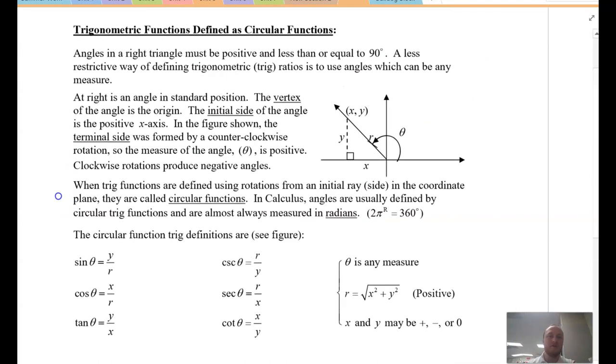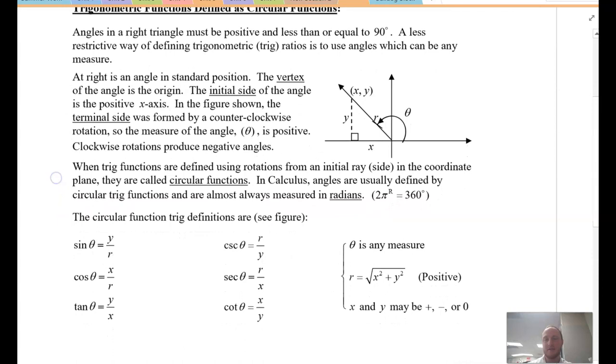All right, let's go ahead and talk about trig functions defined as circular functions. And I just want to cover some foundational vocabulary with you. Remember that if an angle is in standard position, the initial side is the side along the positive x-axis, and the terminal side, which I'll put in red, is the side where the angle ends. So this is theta, and this is a positive angle. If I was going negative, it would go the opposite direction, or it would go clockwise.